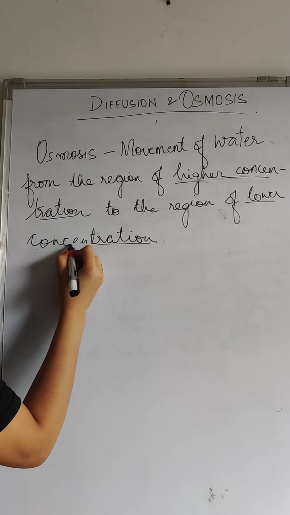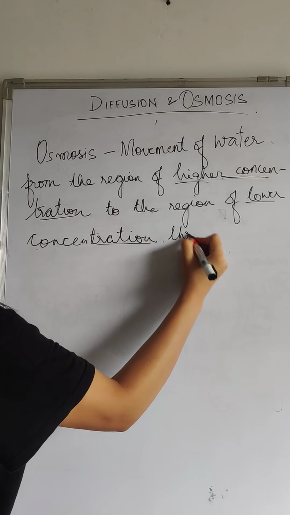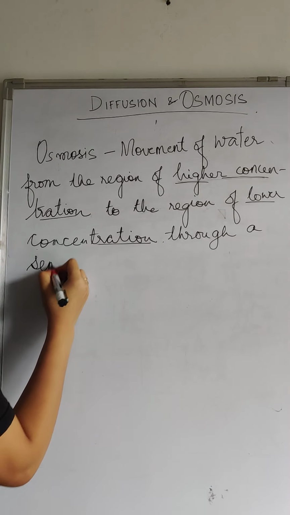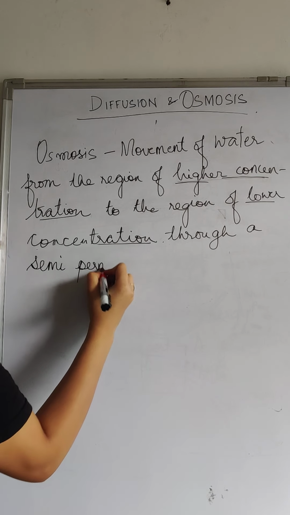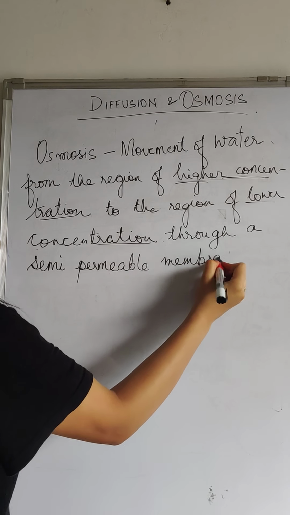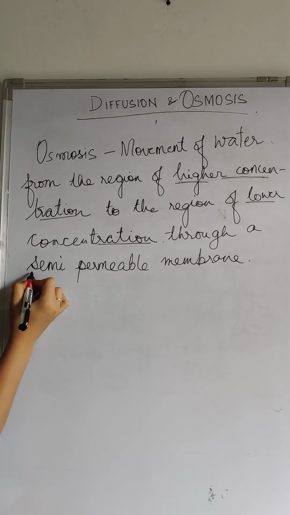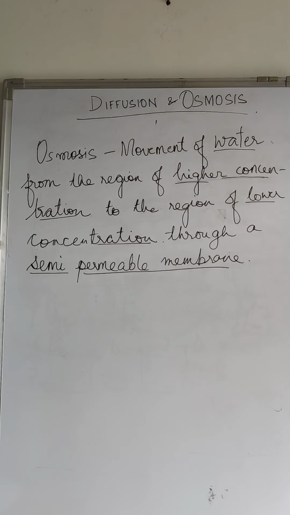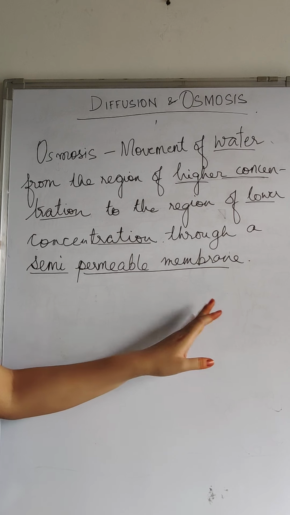I'll just add one term here. Through a semi-permeable membrane. It's very important. So there are these three terms you have to be very clear about. First, movement of water. There will be movement of water here, and from where to where? From the region of higher concentration to lower concentration. That means where there is more water to the place where there is less water, and through a semi-permeable membrane.